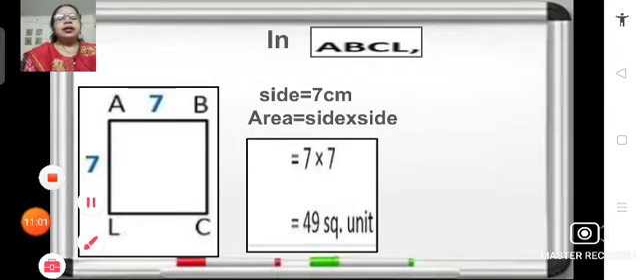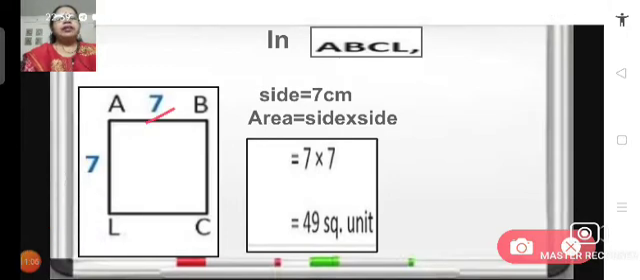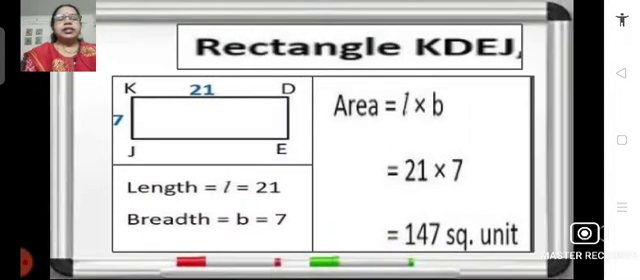So in the square ABCL, we will consider all the sides equal to 7 centimeter. So what will be its area? We know the area of a square is side multiplied by side. So it is 7 multiplied by 7, that is 49 square unit. Children, always remember that a square is a special rectangle with all the sides equal. So this is 49 square centimeter.